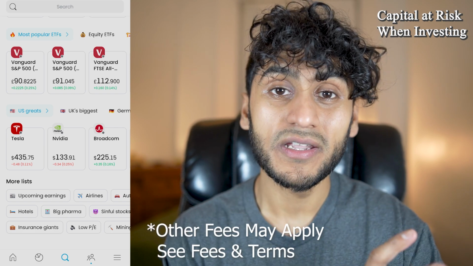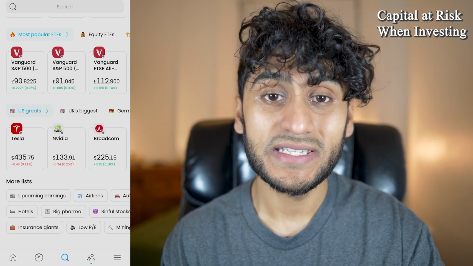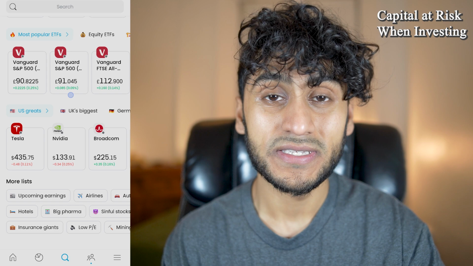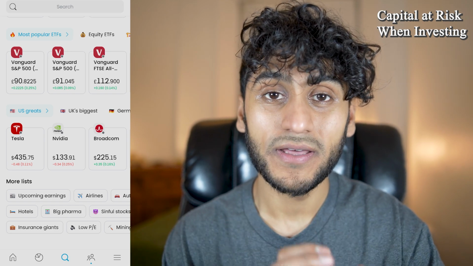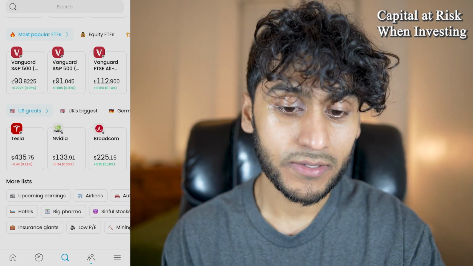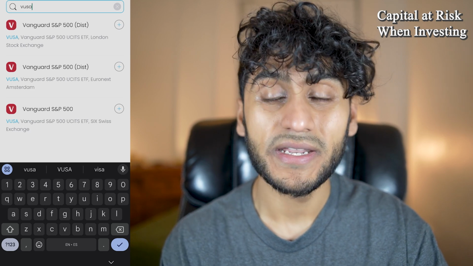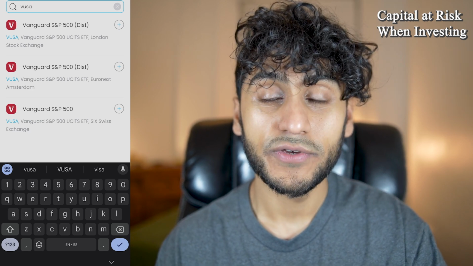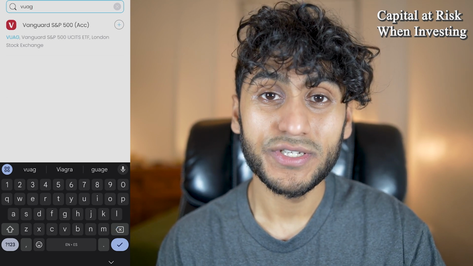Now with Trading 212 you can actually get the same Vanguard funds that you may have invested in with Vanguard, but without paying that platform fee. As you can see here in the most popular ETFs, there are many Vanguard funds. Now it will be wise to find out if Trading 212 has the exact fund that you're trying to transfer from Vanguard. For example, a very common one is the VUSA. As you can see, Trading 212 does have the ability to invest in the Vanguard S&P 500, both the distributing version and of course the accumulating version. Here is the accumulating version just to show you.